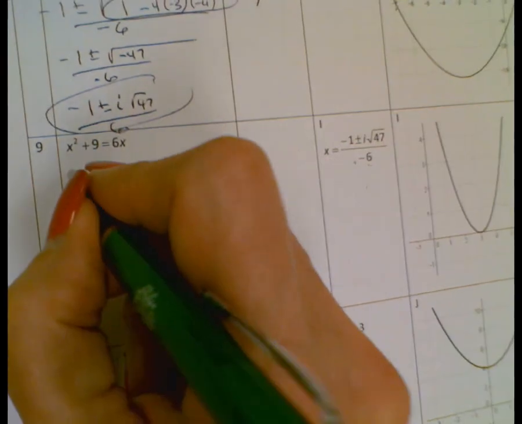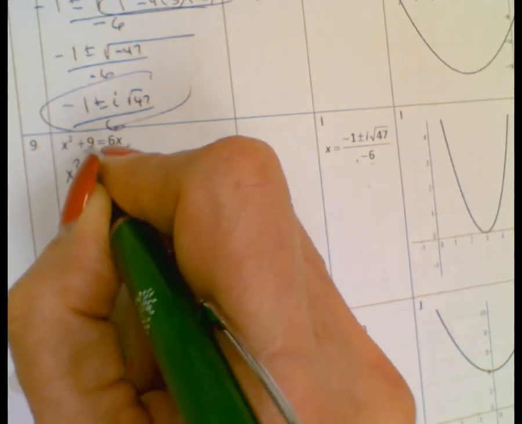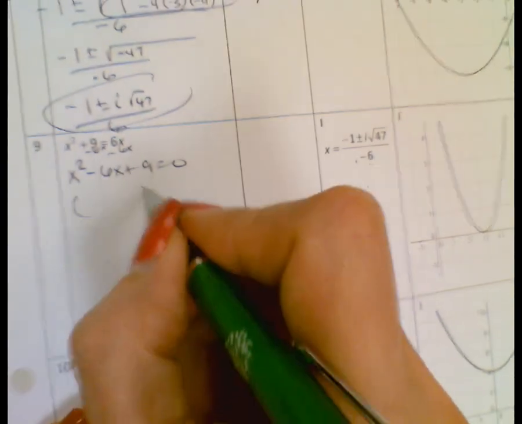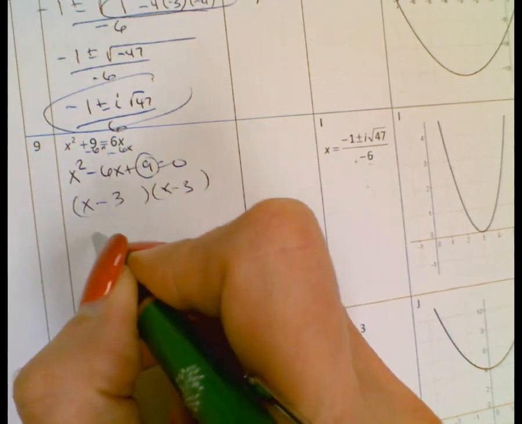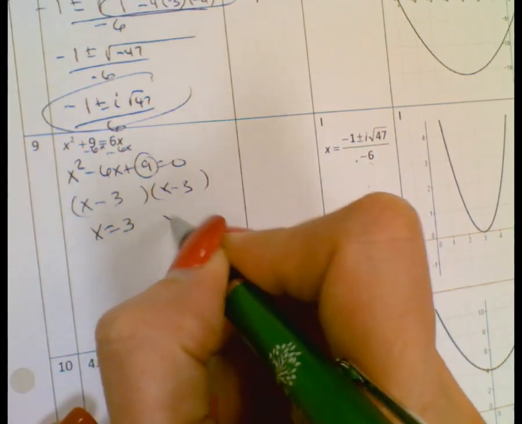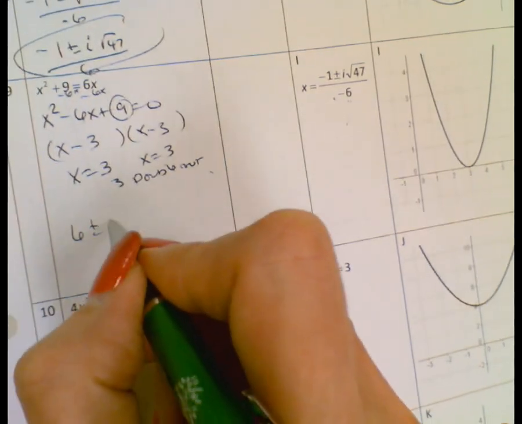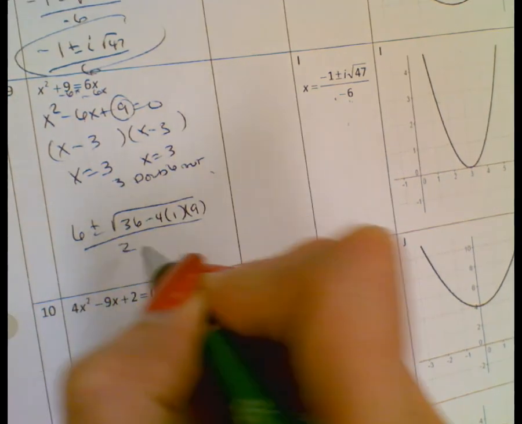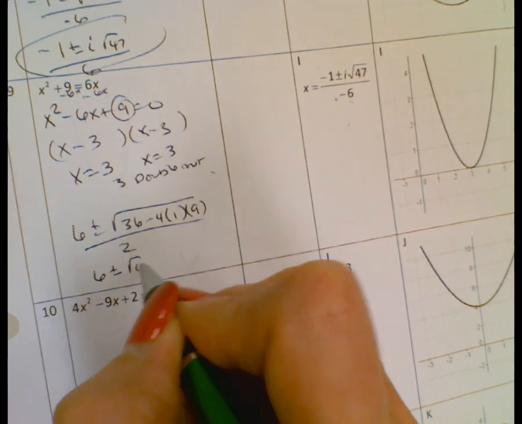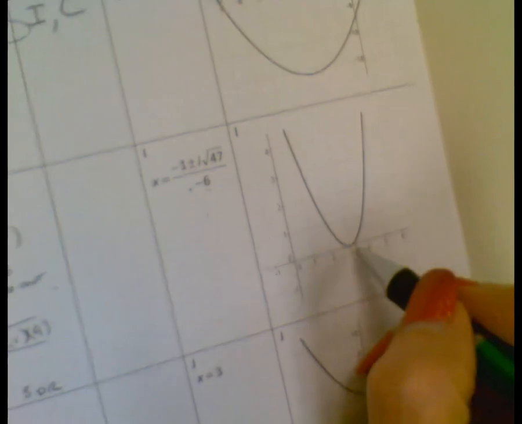Okay, 9. Let's go ahead and subtract the 6x over to this side. This one's factorable. x and x, factors of 9 that add up to negative 6 are negative 3 and negative 3. This answer is 3 and this one's 3, so it's a 3 double root. If you would have done the quadratic formula, you would have got 6 plus or minus the square root of 36 minus 4 times a times 9 over 2a, which is 0 over 2, which is a 3 double root. This is a 3 double root right here.